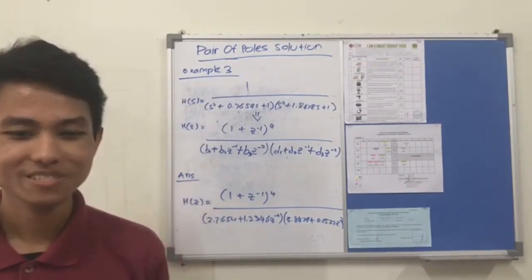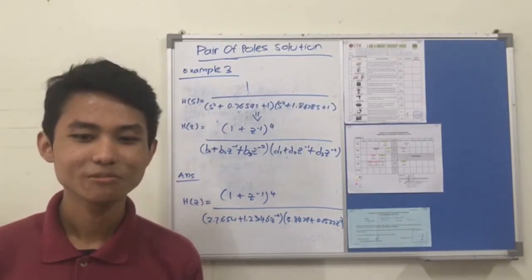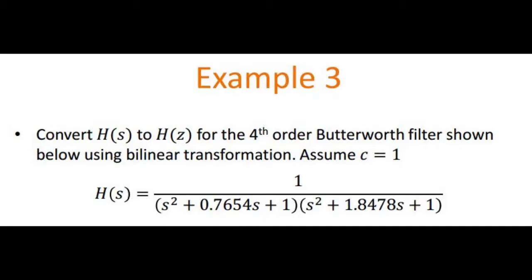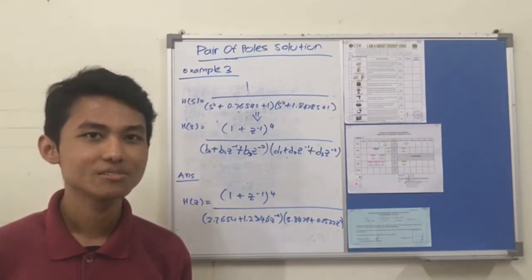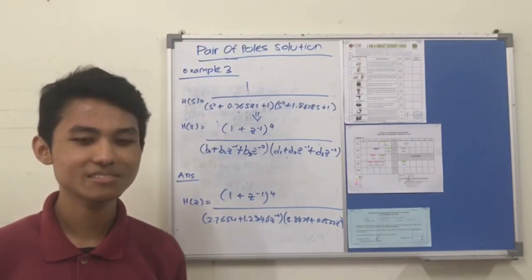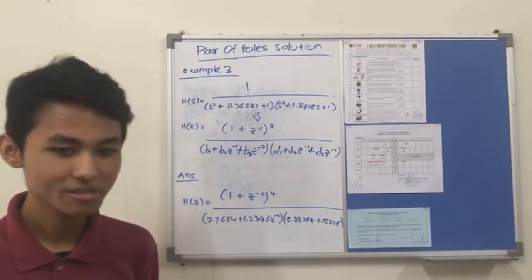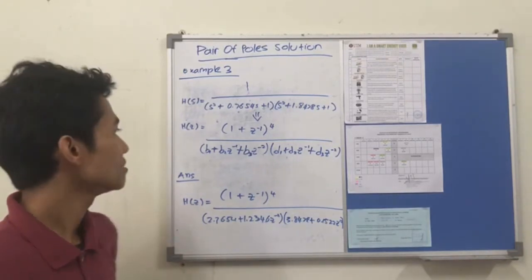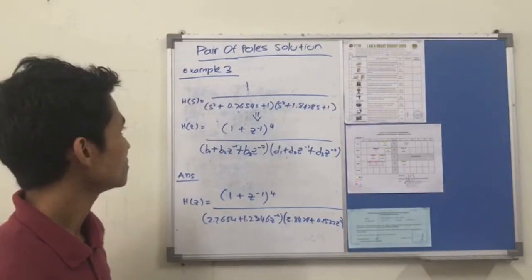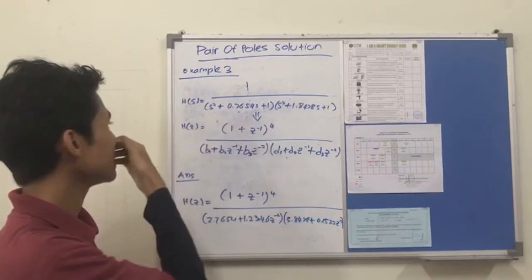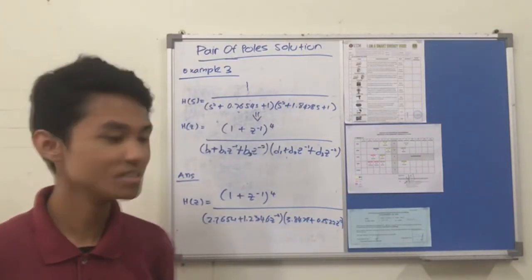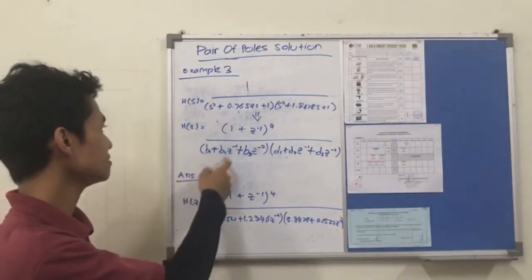Now, to be able to understand more on this, we will try to do example 3. For example 3, we need to do the bilinear transformation for the fourth order Butterworth filter. For this question, we assume that C is equal to 1. From the table, for the fourth order, we use the formula H(s) equal to this, and after we do the bilinear transformation, it will become H(z) equal to this.